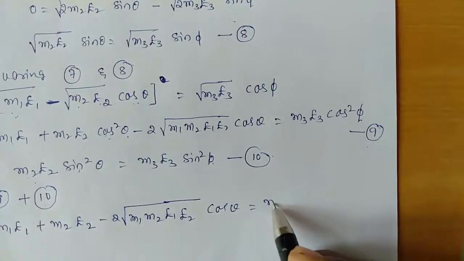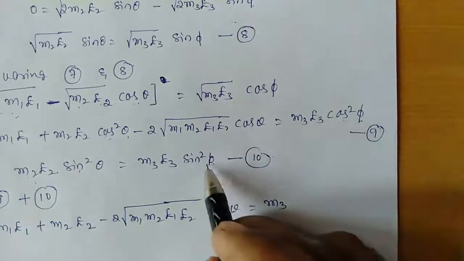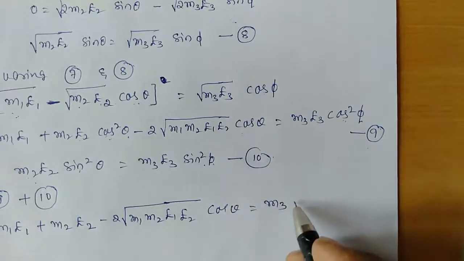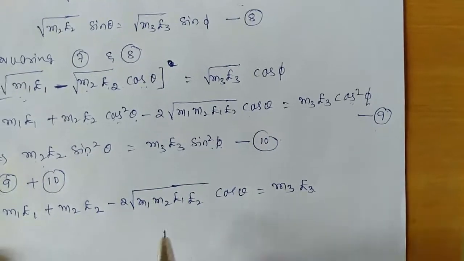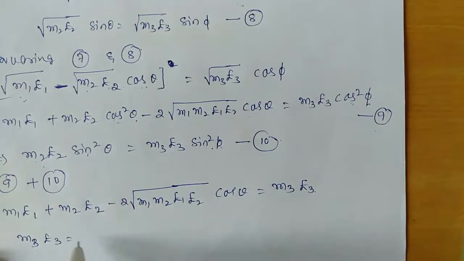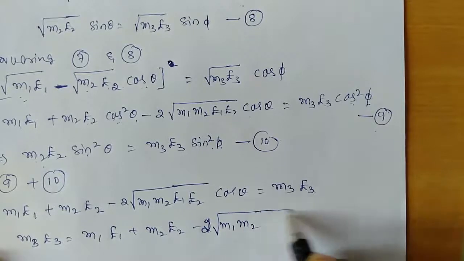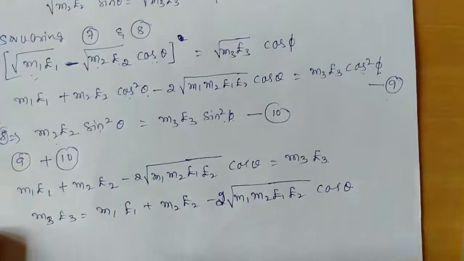On the right hand side we have again m3 e3 cos square phi and m3 e3 sin square phi. If I add these two on the right hand side, sin square plus cos square will be equal to 1, so therefore m3 into e3. Now I can write this equation as m3 e3 is equal to m1 e1 plus m2 e2 minus 2 into square root of m1 m2 into e1 e2 into cos theta. I'm just rearranging the equation, that's all.